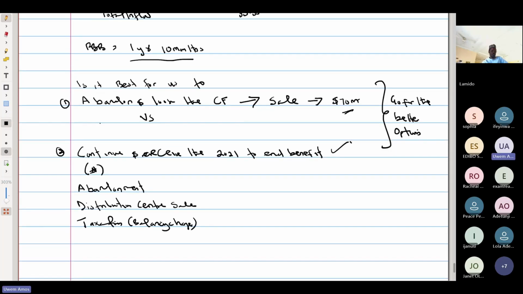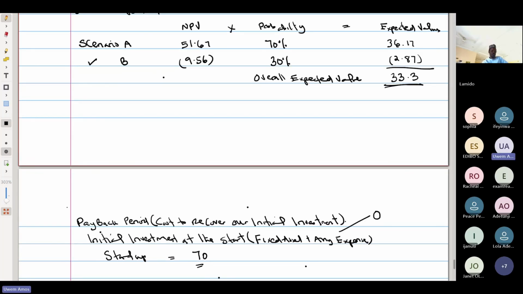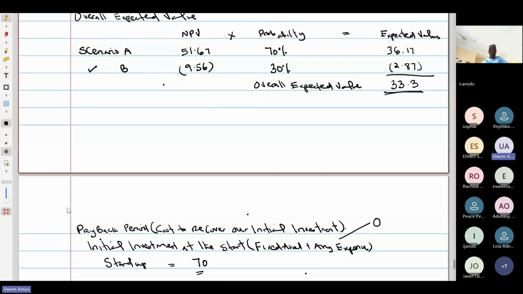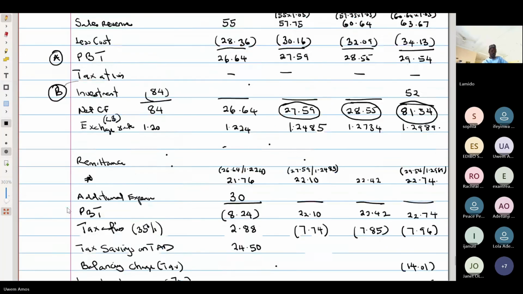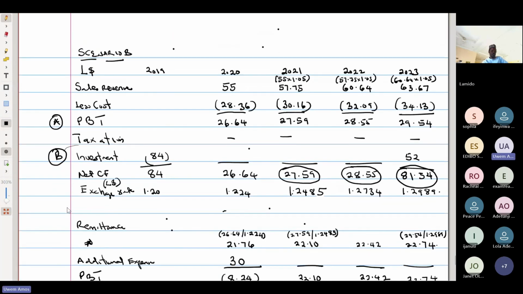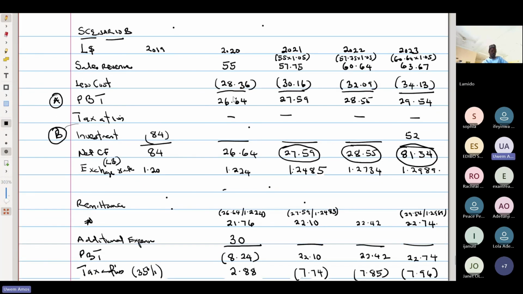So we're selling the distribution center on January 1, 2021. So what's the value for us? What's the Naira equivalent? Well, what's our exchange rate? Okay, so our exchange rate, now pay attention to this, and I mentioned it before in terms of timing of a cash flow. Our exchange rate at the end of 2021 is 1.2485. That is our exchange rate at the end of 2021.